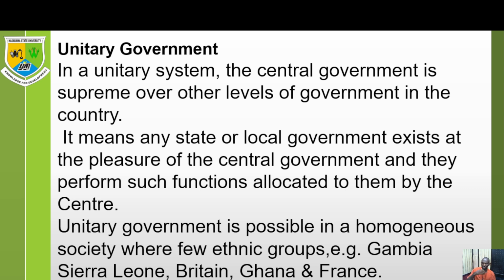When you talk of levels, you talk of federal, state and local government. And when you talk of organs, you talk about executive, legislative and judiciary. When you talk about the lists, you talk about exclusive list, concurrent list and residual list.